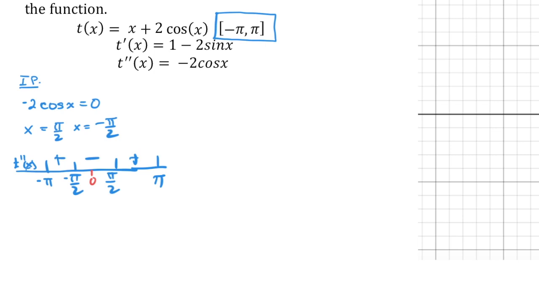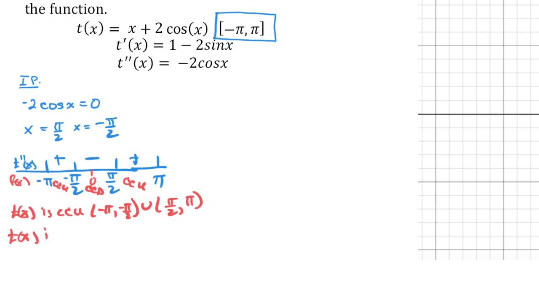All right, but what does that tell us about f of x? F of x is concave up, concave down, concave up. Make that statement. Oops, sorry, I should have used t of x. T of x is concave up from negative pi to negative pi over 2, union pi over 2 to pi. What else do we know? T of x is concave down from, let's see, negative pi over 2 to pi over 2.